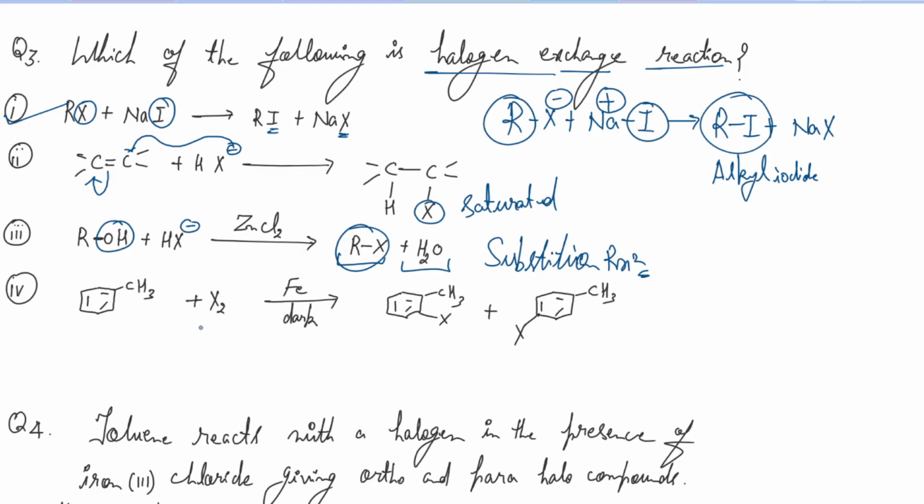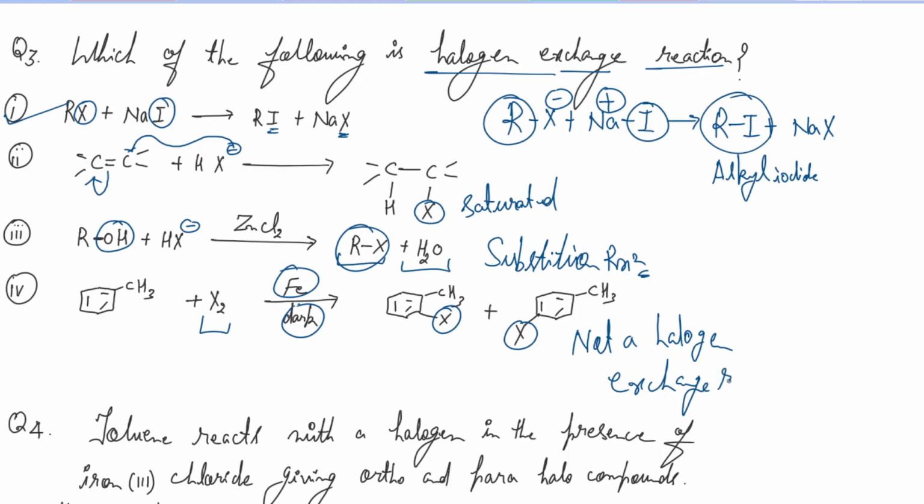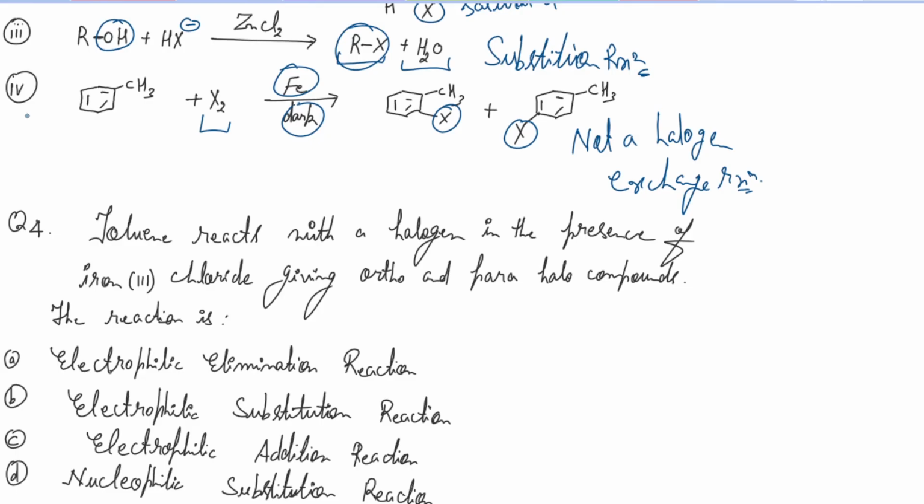And in the last case, what kind of reaction is this? This reaction is occurring in the presence of iron and dark. Okay, so what kind of reaction this is, we will discuss in the next question. So it's not a halogen exchange reaction, it's a different reaction. Now let's see the next question where we will discuss this reaction.